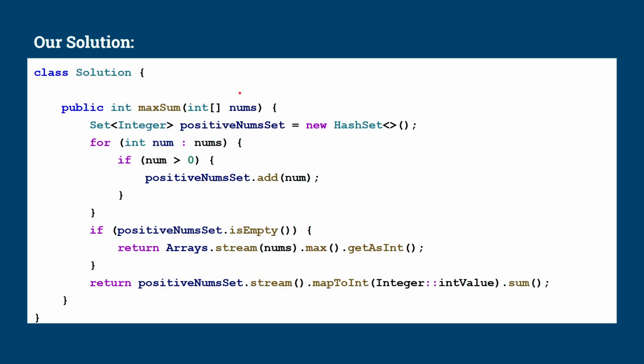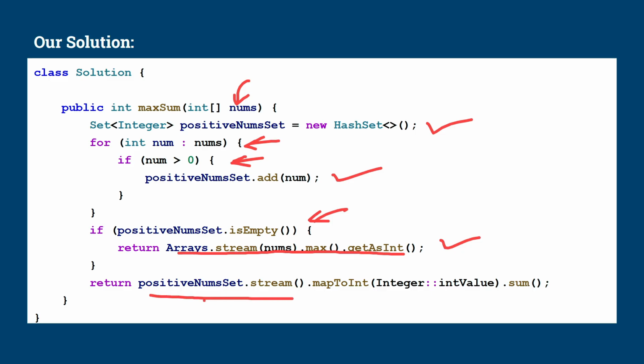So very first, we are given nums. We'll create a hash set, iterate over all the elements, and check if the element is positive; if so, we will put it into the set. If the set is empty, it means we have to find the max number and return it. Finally, suppose we got all the positive numbers like this; it means all are in the set, so the set contains these elements.